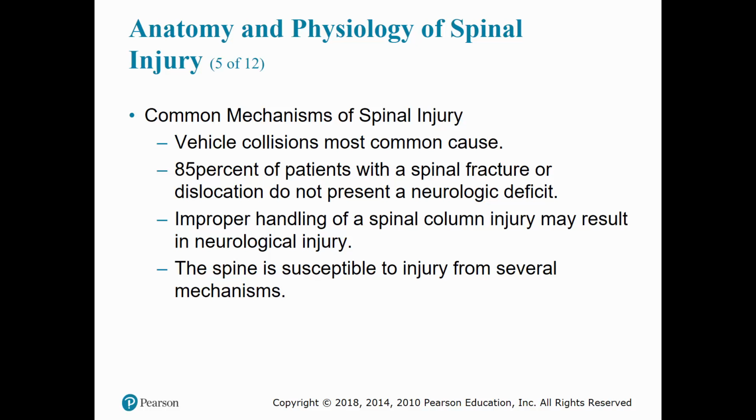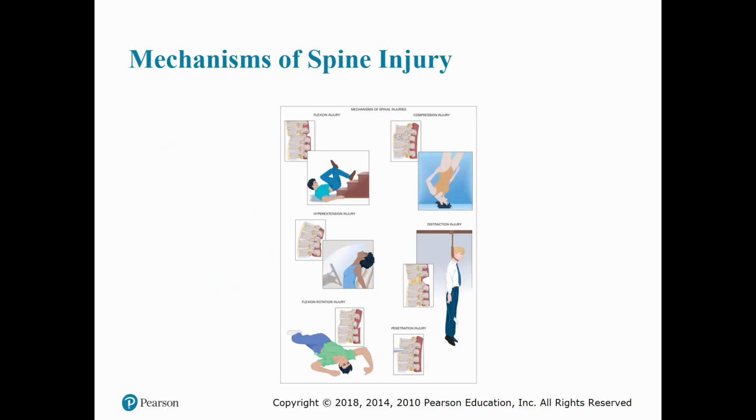You can have a distraction injury where the vertebrae and spinal cord are stretched and pulled apart. This is common in hangings. And then penetration is injury due to some type of gunshot, stabbing, or other penetrating trauma that involves the cranium or spinal column. You must suspect spinal injury in any case that might involve one or more of these mechanisms, even if the patient appears to move normally. Injured vertebrae that are still aligned but unstable can shift at any moment and damage or sever the spinal cord.